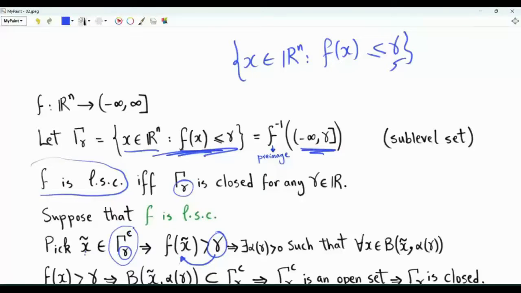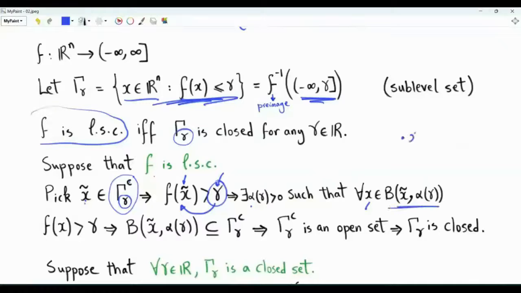Now, what is a lower semi-continuous function? If the value of the function at some point exceeds gamma, then there is a neighborhood of that point, and in this neighborhood, the value of the function is also superior to gamma. In other words, f of x tilde is greater than small gamma, and f is a lower semi-continuous function. So there exists alpha, which generally depends on gamma, such that for every x in the ball with center x tilde and radius alpha, we have that f of x is also strictly greater than gamma.